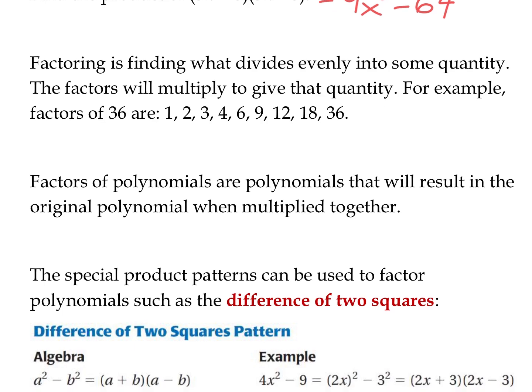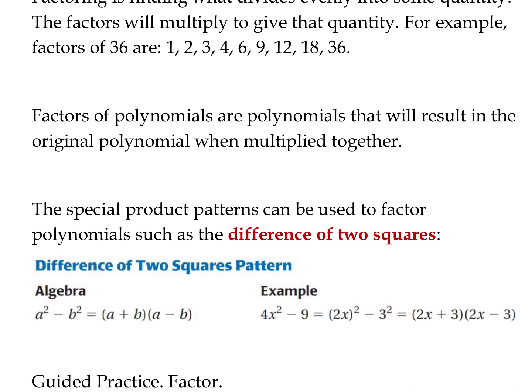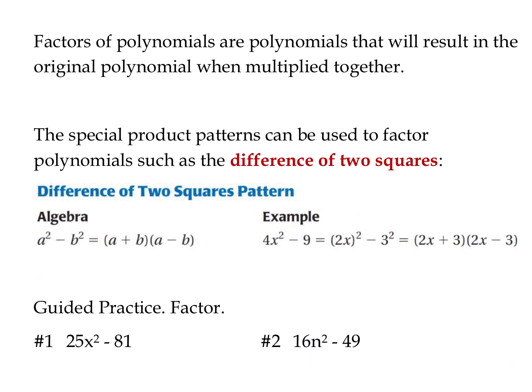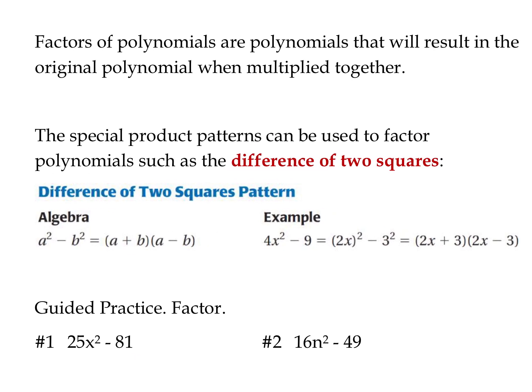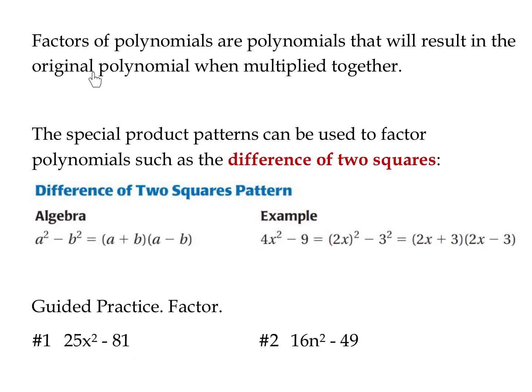So to factor polynomials, we're going to look at special patterns here. And remember, factors are going to multiply together and get us that original polynomial when we're done. Just like the factors of 36 multiplied together and gave us the original number of 36. So first, let's see the difference of two squares.